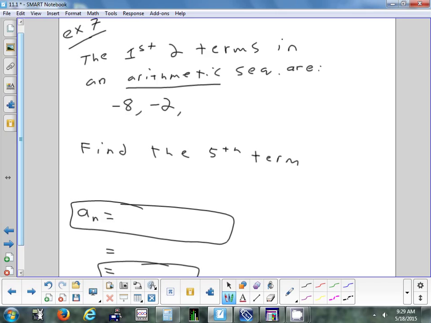Okay, Taylor, what term comes next? Positive 4. Yeah, because it's arithmetic, that means you're adding the same thing each time, or subtracting. In this case, it's a plus 6 each time. So plus 6, plus 6, plus 6. Okay, not too bad to find the 5th term recursively.